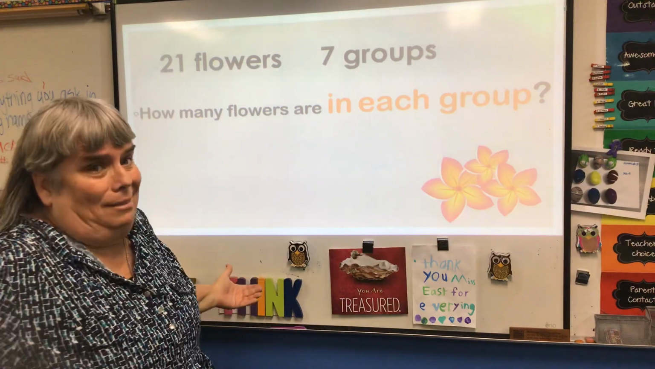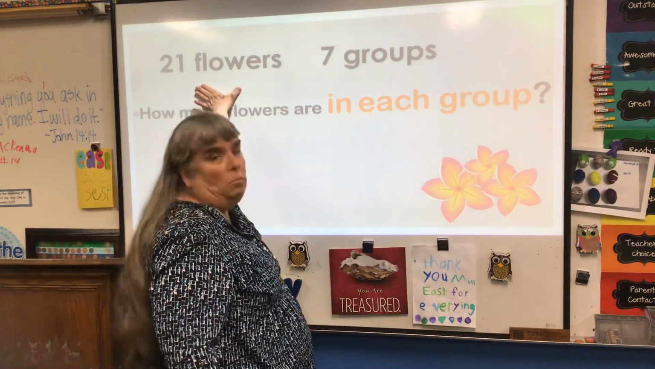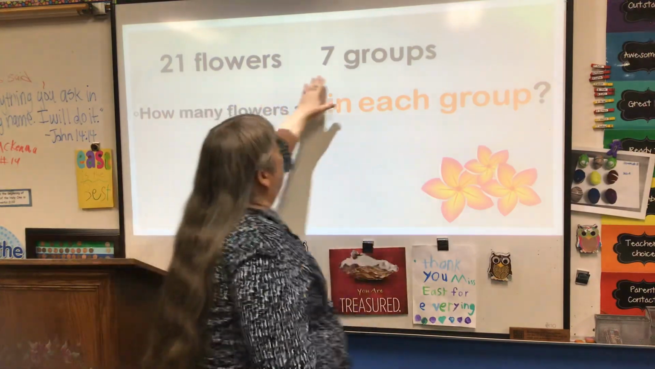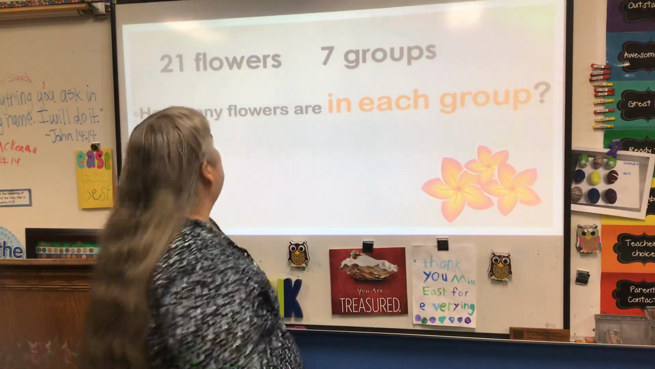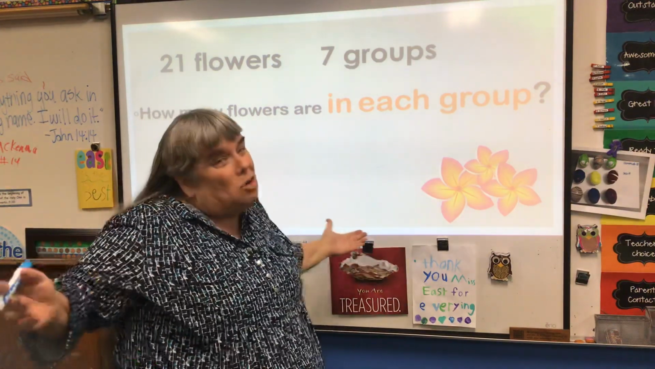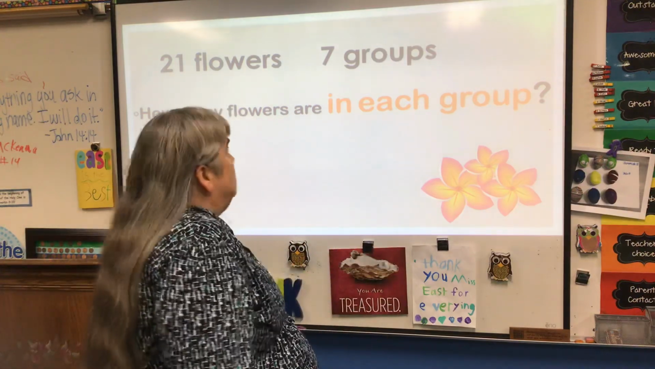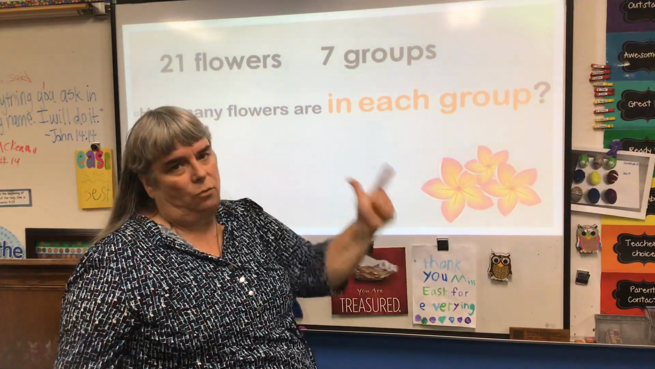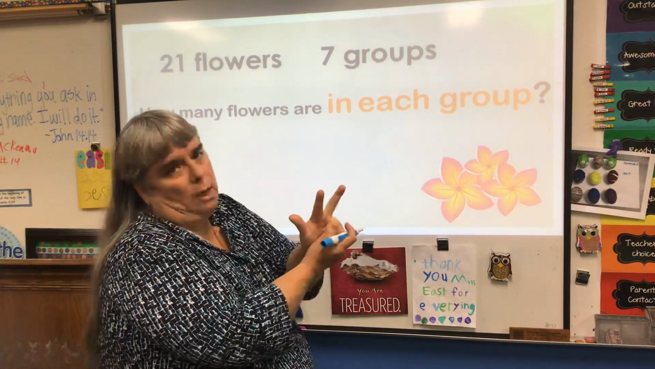That's all it says. So you have to realize, okay, I'm going to start with 21. That's my big number that I start with, and I'm splitting it into 7 equal groups. So basically, it's 21 divided by 7. And I know skip counting by 7 is a little tough, but you can do it. 7 plus 7 is 14. 14 plus 7 is 21.